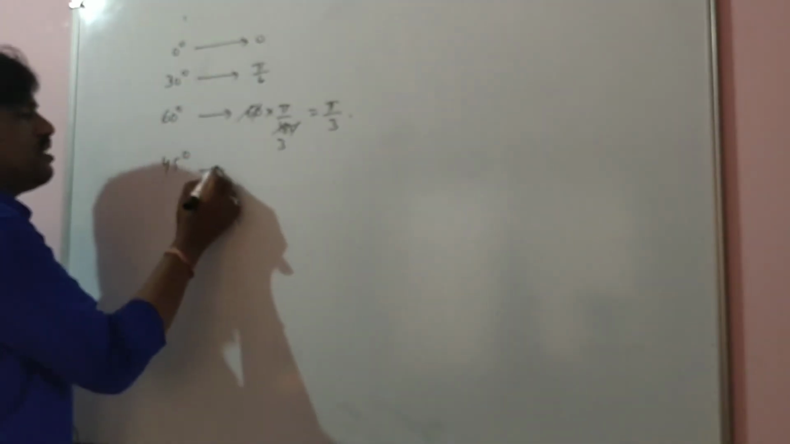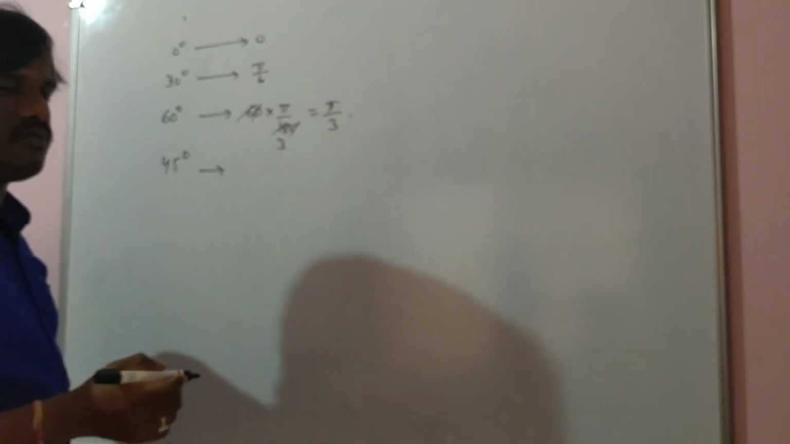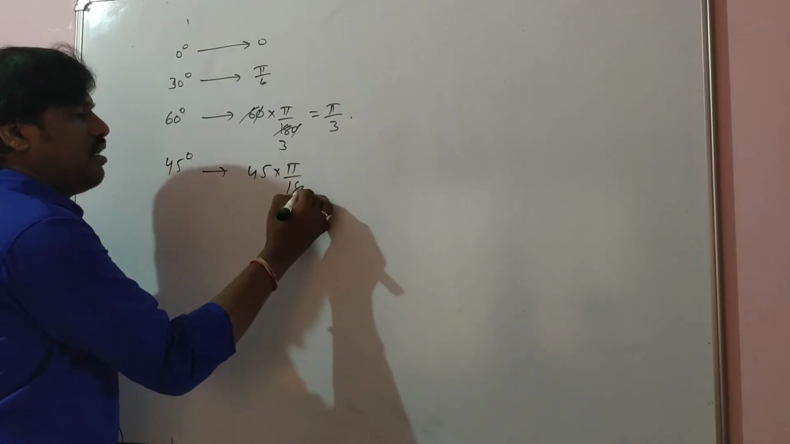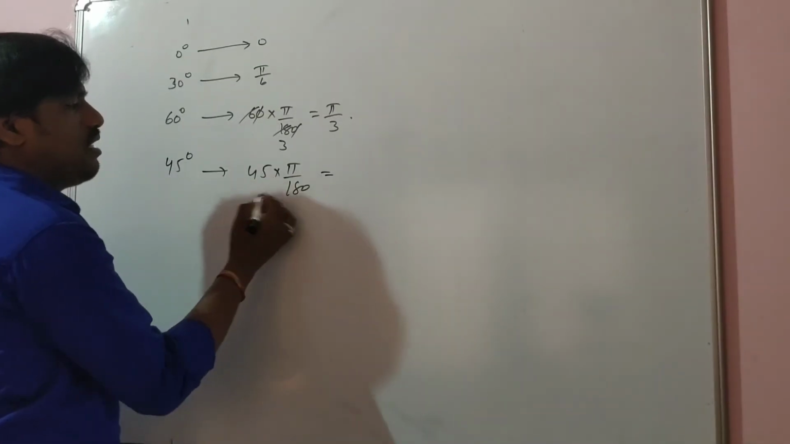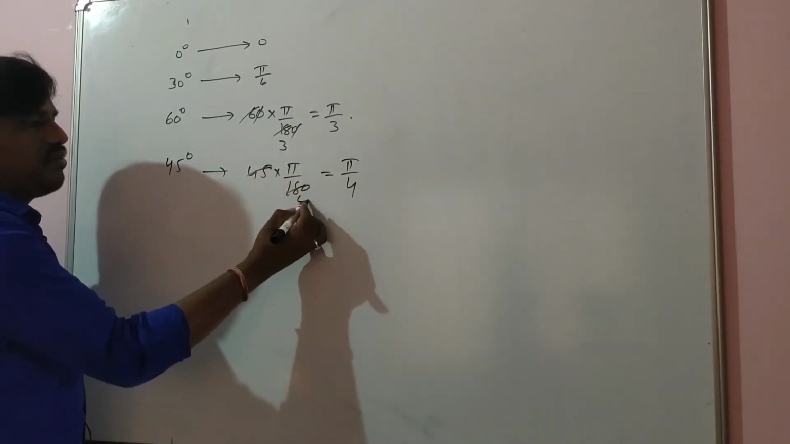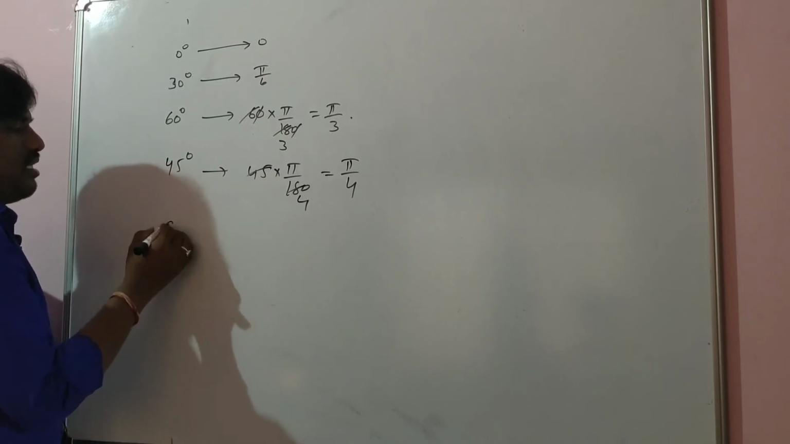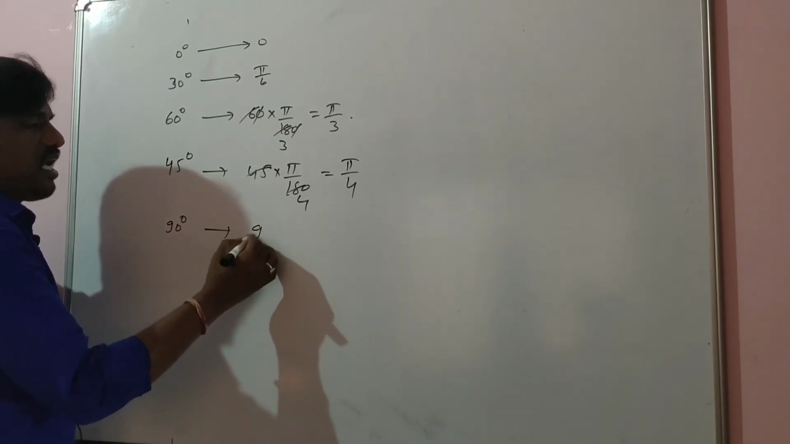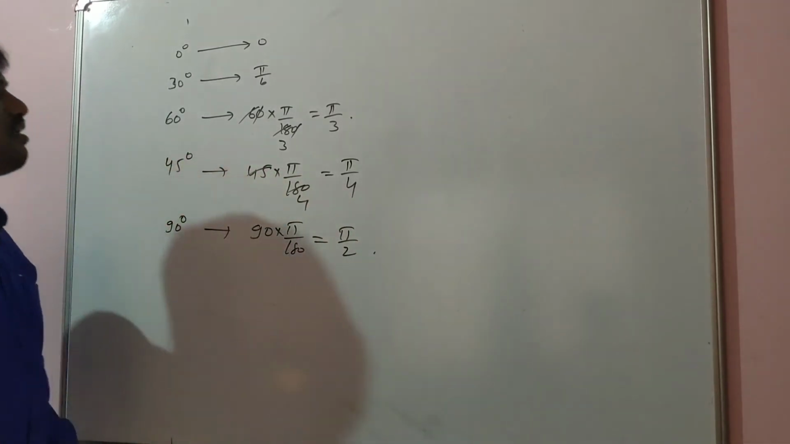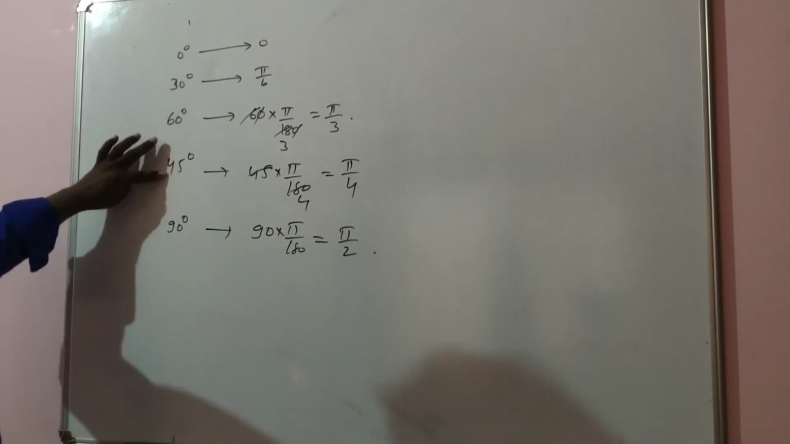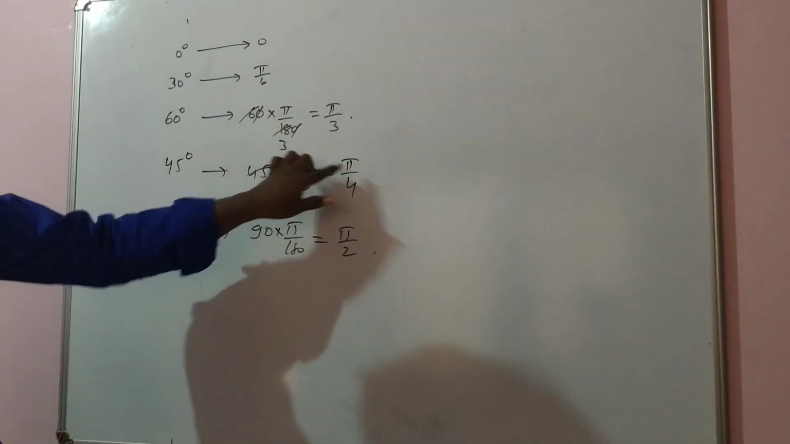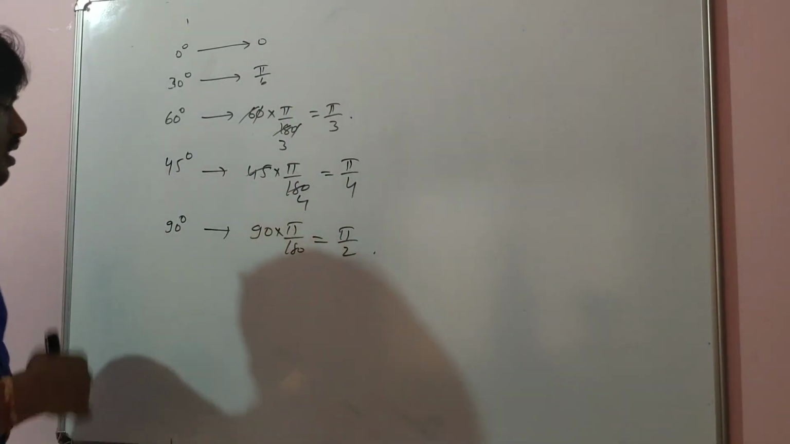45 degrees is equal to how much? These are the main important angles in trigonometry, that's why I am giving these values. 45 degrees is equal to what? 45 into pi by 180. I can cancel that out, so you get pi by 4. Then 90 degrees means 90 into pi by 180, that means pi by 2. These are simple 10th class level angles. 0 degrees, 0; 30 degrees, pi by 6; 60 degrees, pi by 3; 45 degrees, pi by 4; 90 degrees, pi by 2. Next, what do you have?